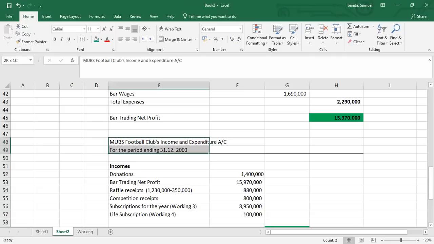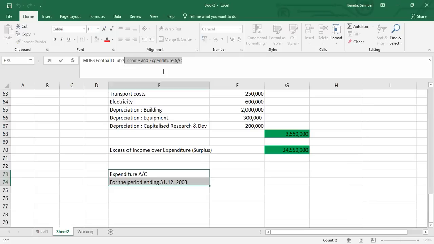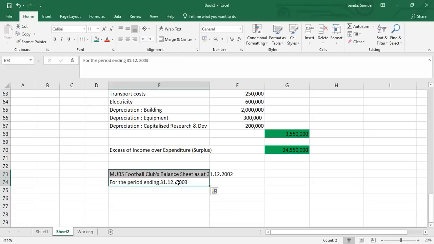And then let's just conclude with the balance sheet, which would be very simple because you already have the figures, by the way. For it, we are not going to do a lot of calculations. So that's why it's something simple. So this is a balance sheet as at 31st December 23. Okay.